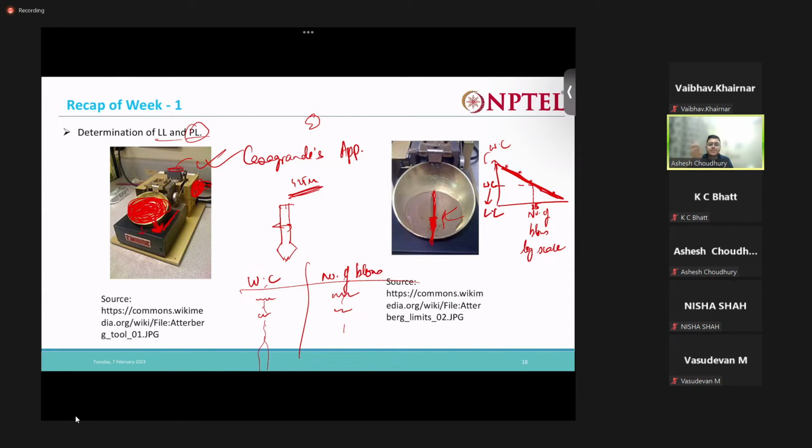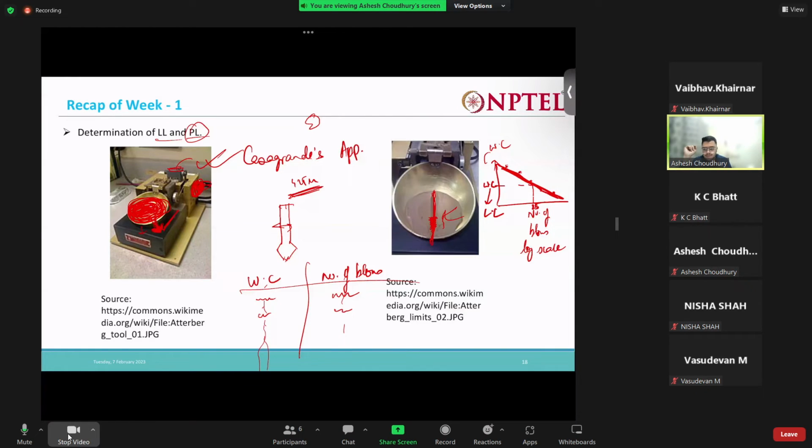So we take some amount of soil, make a paste, then keep rolling it so that the thickness is uniform and it is 3 mm. The point when you have reached 3 mm thickness and it starts to crumble, meaning the soil thread starts to disintegrate, that point is your plastic limit. So you measure the water content of those crumbled soil pieces, and that will give you the plastic limit.